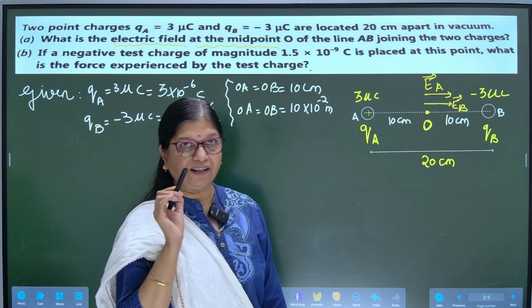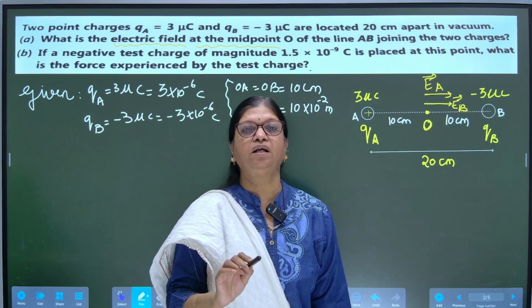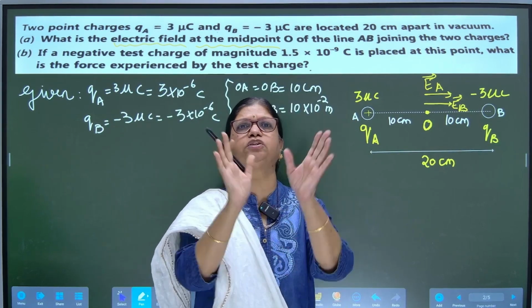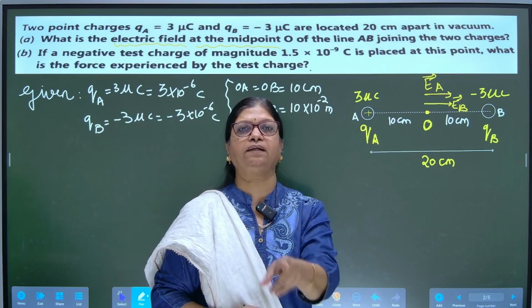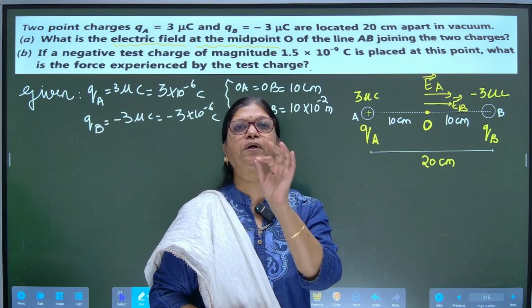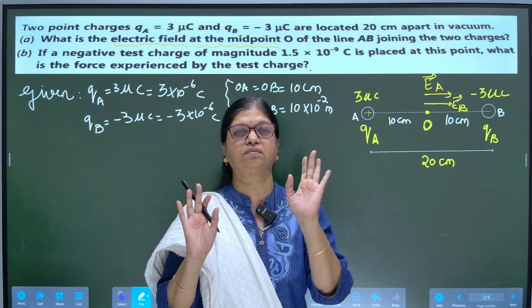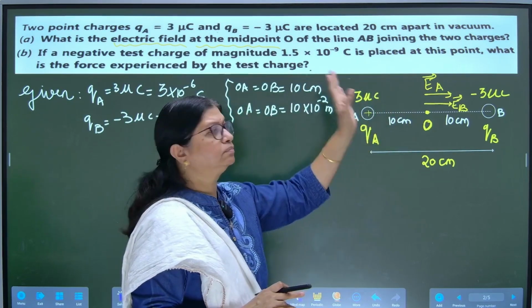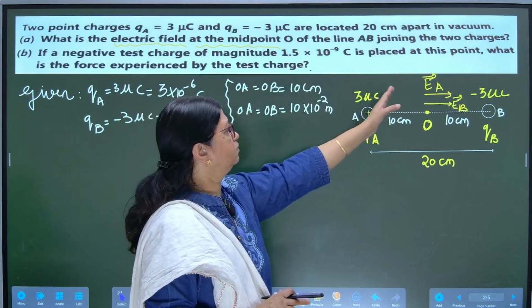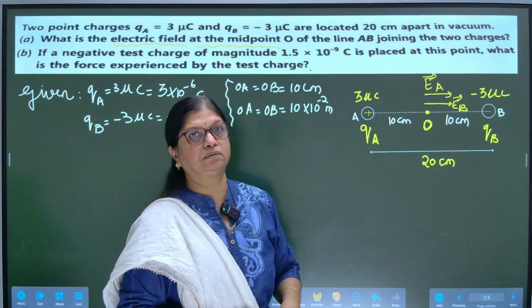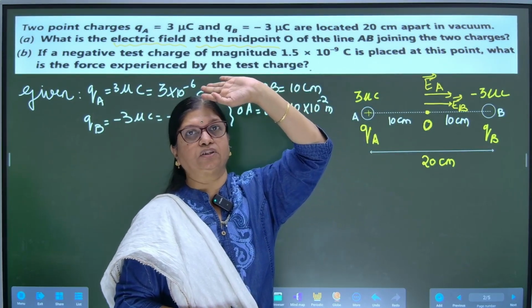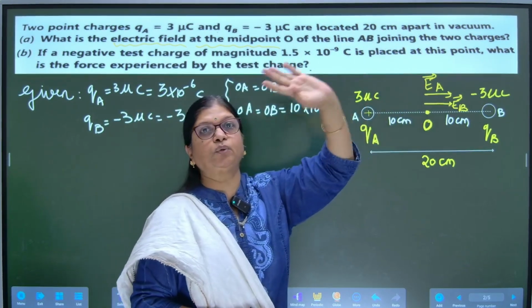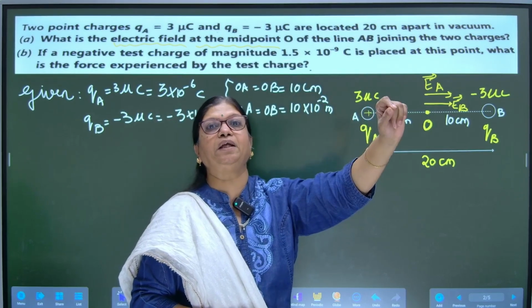Correct? So by now you should be clear how to approach a numerical. First work is to find out the electric field direction at that particular point which is asked. I found out: positive, the field goes outwards from the point; negative, it points towards the charge. Both are in the same direction, you can see, EA and EB. So it is understood.